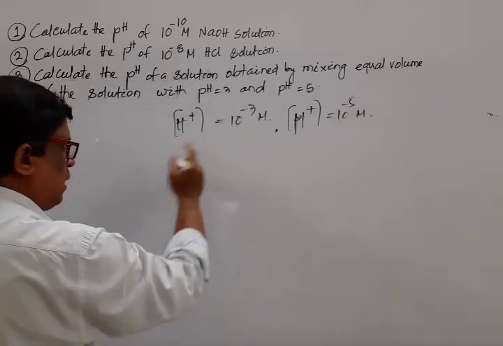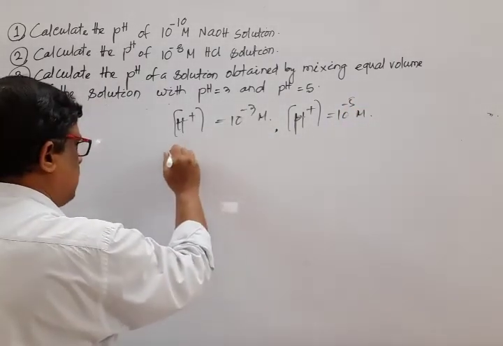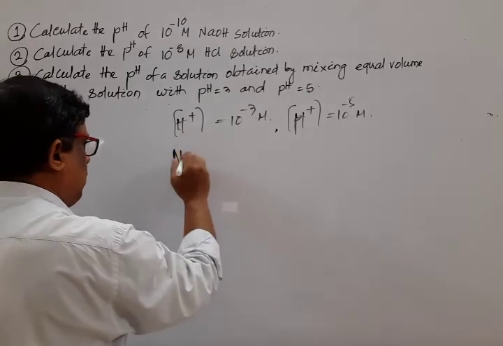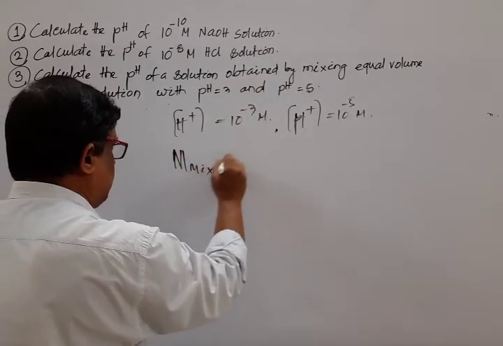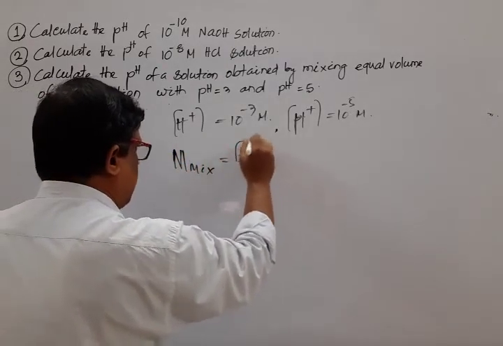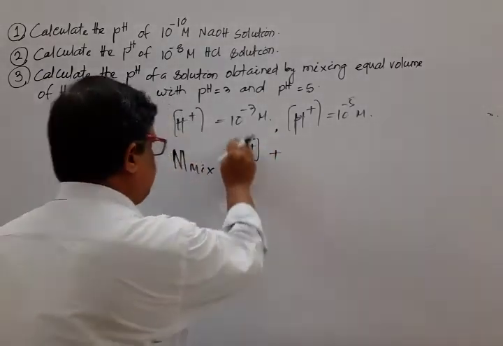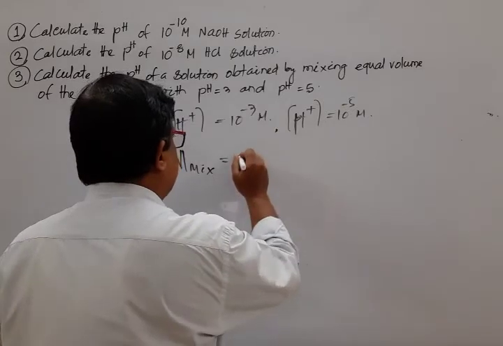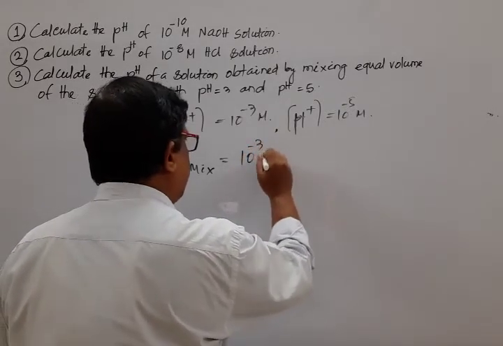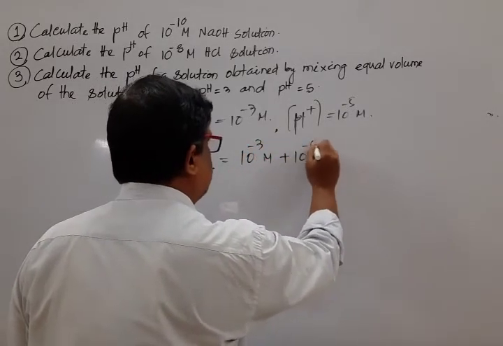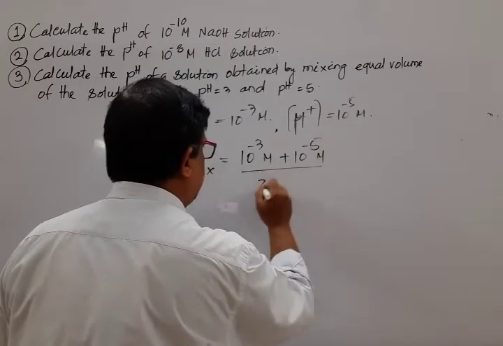So the H plus concentration of that mixture is equal to the H plus ion concentration of the first one plus the second, which is equal to 10 to the power minus 3 M plus 10 to the power minus 5 M, divided by 2.